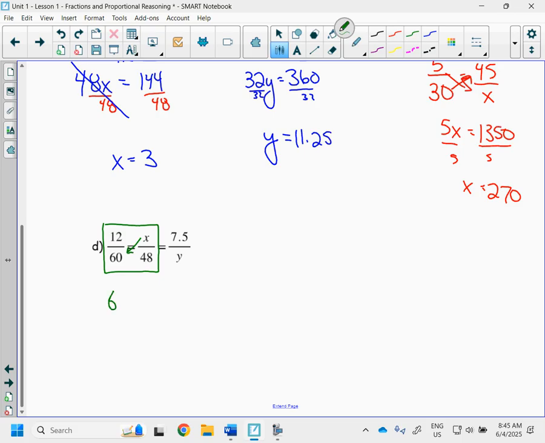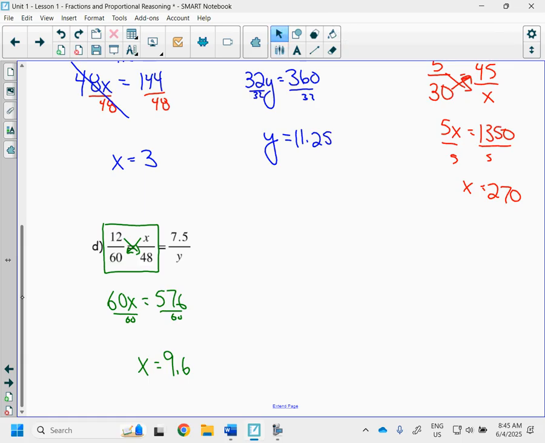So 60 times x makes 60x. 12 times 48 makes 576. But I want to know what x is. So I'm going to divide by 60, divide by 60. And I got 9.6. And there's nothing wrong with decimals.